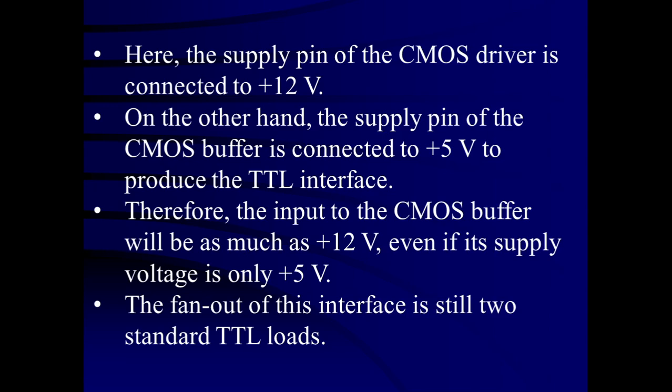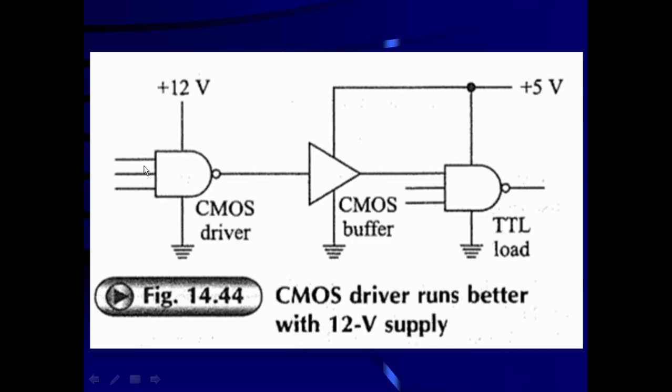Even though the CMOS buffer is operating at plus 5 volt, the supply pin of the CMOS buffer is connected to plus 5 volt to produce a TTL interface. Therefore, the input to the CMOS buffer will be as much as plus 12 volt, even if its supply voltage is only plus 5 volt. The fan out of this interface is still two standard TTL loads. You see how it is connected.